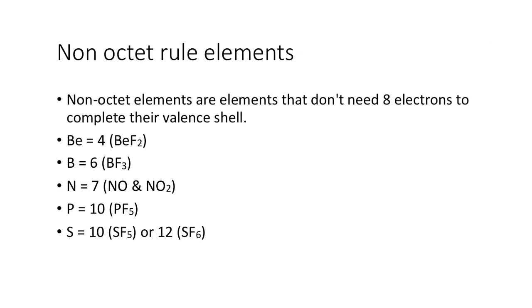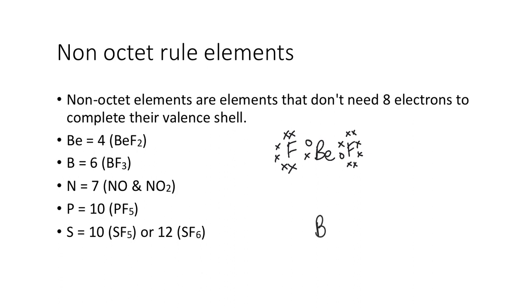So non-octet rule elements. Non-octet rule elements are elements that don't need 8 electrons to complete their valence shell. These ones are a bit weird, right? But you have Be, which is beryllium, which you might think is a metal, but it has also the ability to covalent bond. And it will covalent bond with fluorine in this particular manner. If you look, it only has 4 valence electrons and its shell is stable enough to make that molecule. So that's beryllium. It can have 4 electrons in its outer shell.